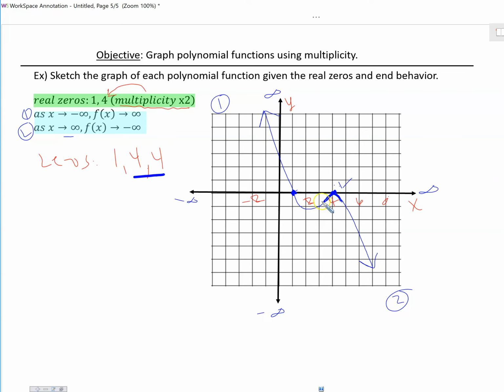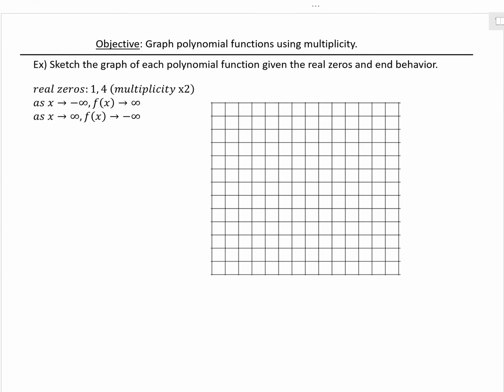So I figure out what's going to happen at my special zeros where there's multiplicity, and then I draw in the rest of the curve. Let's look at another example.